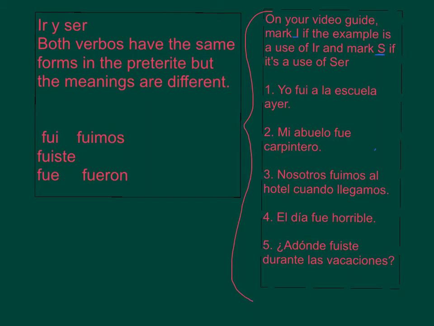What I would like you to do on your paper is try to write down and see if you think each example is a use of ir, to say a person went somewhere, or ser, to use the concept of was in the past.